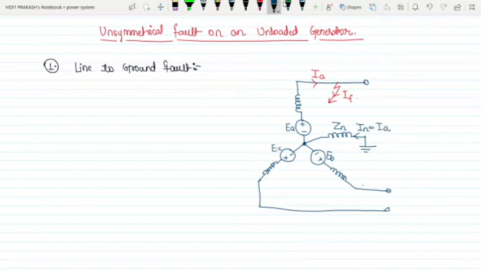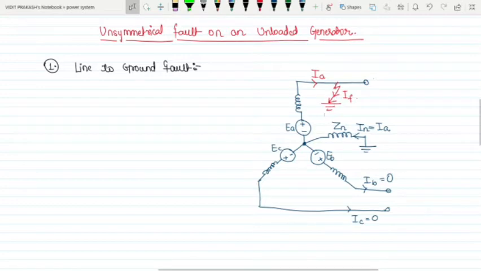Why? Because IB and IC will become 0, right? IB and IC will become 0. Okay. If fault occurs in all the three phases, then in all the three phases fault current will flow. But if fault occurs at phase A, the fault current will flow only in phase A, but not in phase B and C. So current in B and C will become 0, right? And this is line to ground fault, right? This is line to ground fault.